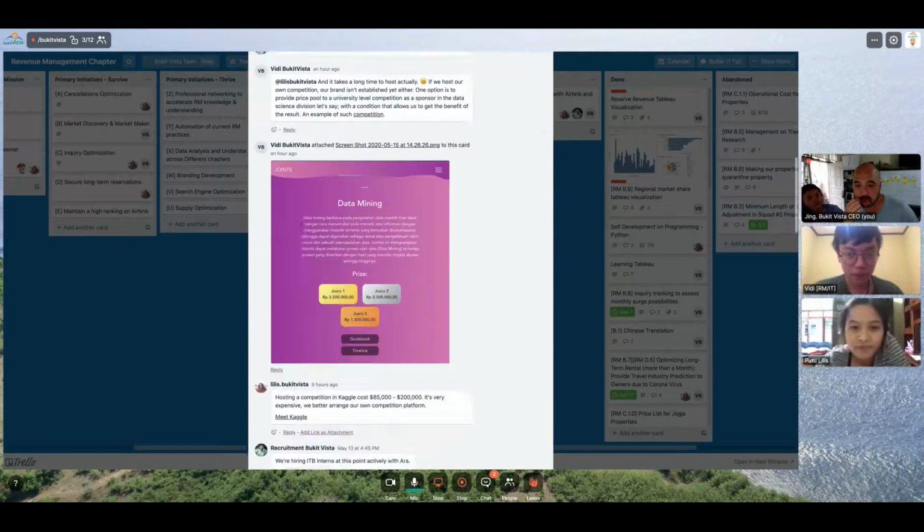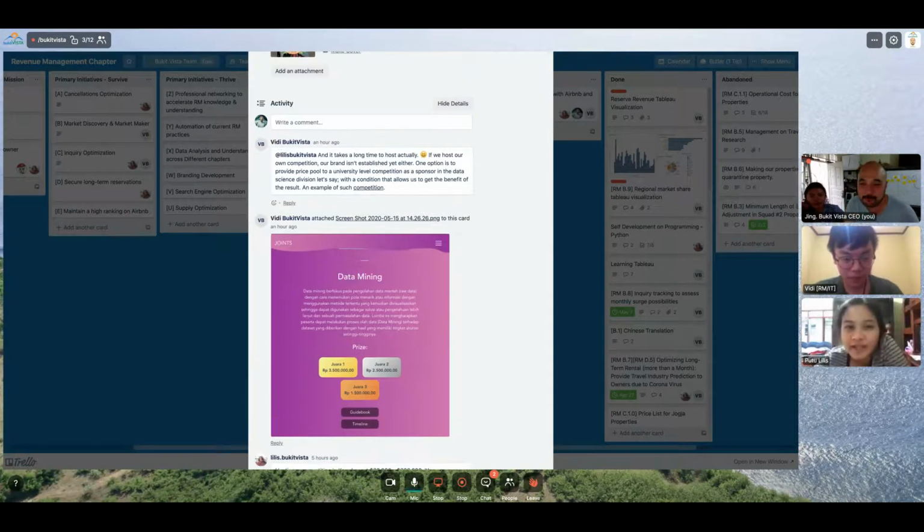Oh, so this one, actually, sir, I already say looking forward for the what is that? I haven't read this update actually, but Kaggle is very expensive if we want to host in the Kaggle website. But if we want to organize it by ourselves, I think it's possible. Okay, then let's organize it by ourselves.